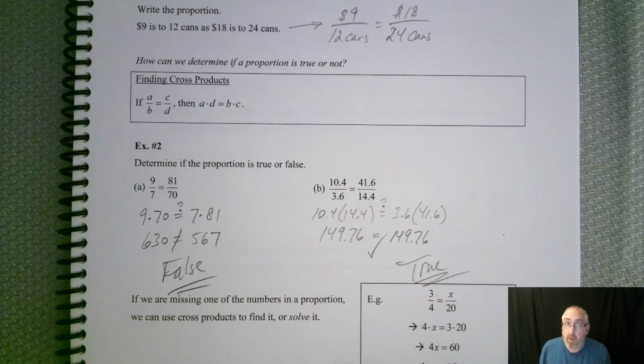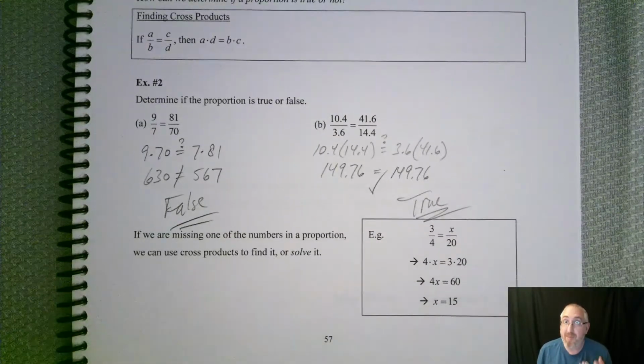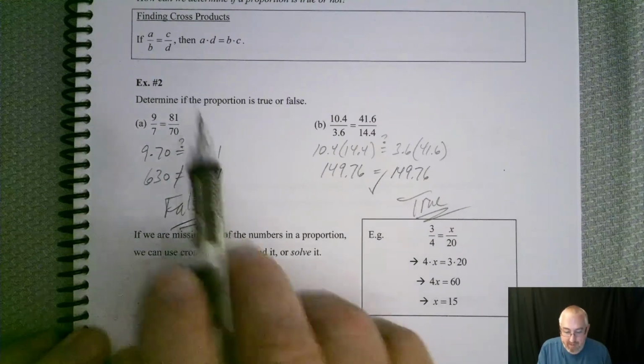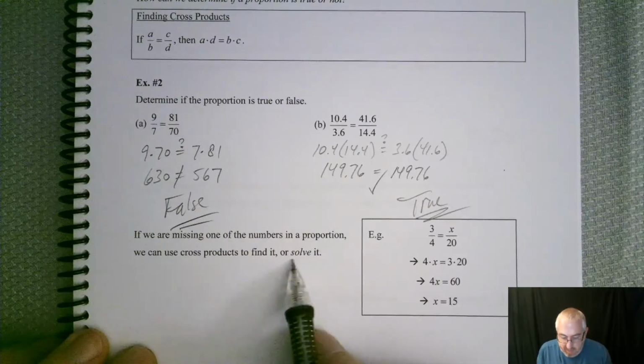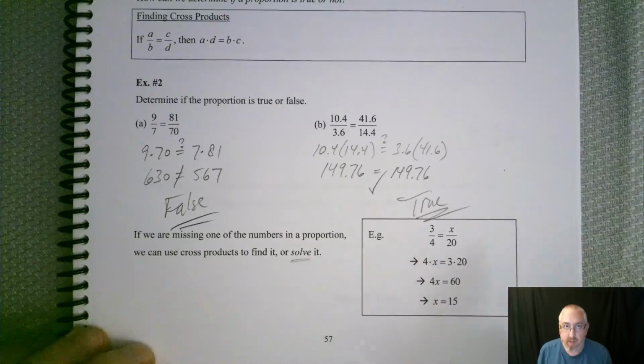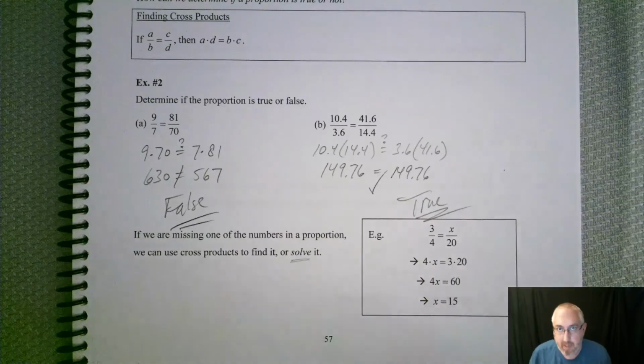What else though can we do with proportions? Well, we can do a lot, but one of the cool things we can do is find missing pieces of a proportion. So if we got 3 out of the 4 pieces, we can use cross products to find that missing piece. So another way to say that is to solve it, to solve a proportion. So that just means you're finding that missing piece.